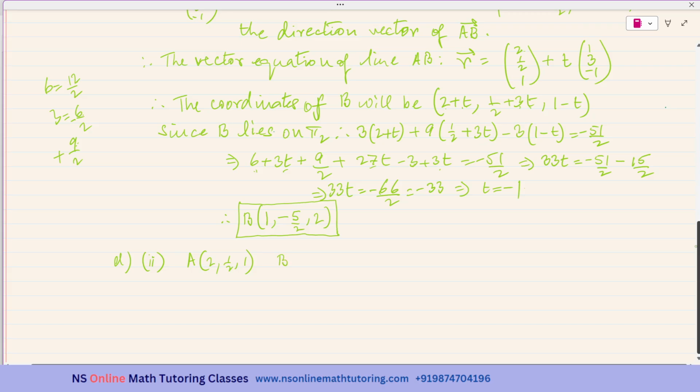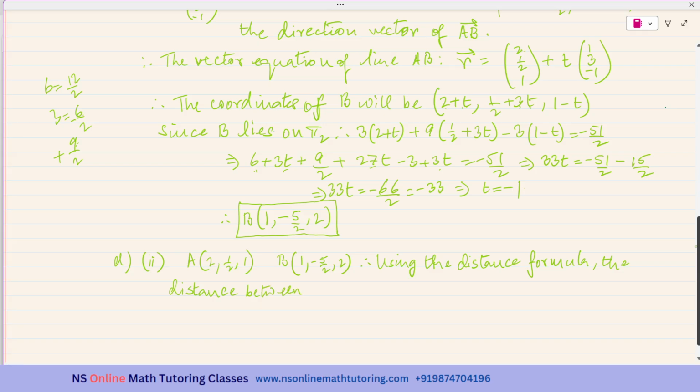And B, 1, negative 5/2 and 2. Therefore, using the distance formula, the distance between pi 1 and pi 2 is square root of x2 minus x1.